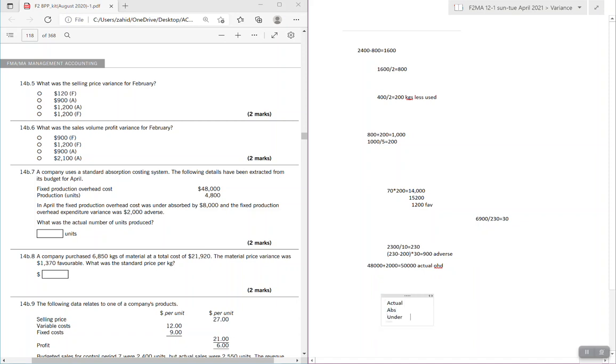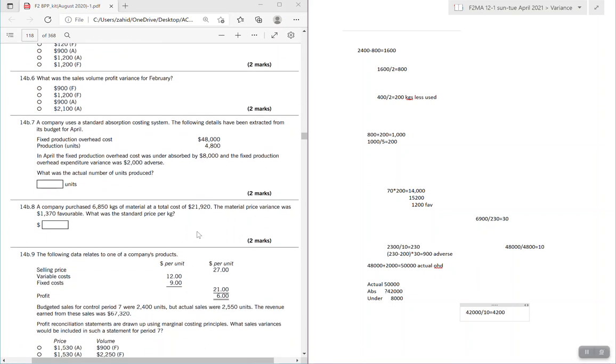In this case it is under absorbed 8,000. So if actual is 50,000 and under absorbed is 8,000, from this we can find absorbed is 42,000. We can find for how many units we have 42,000. If I take 42,000 divided by the standard rate, which is 48,000 budgeted overheads divided by budgeted activity, we have 10. So dividing by 10, we have 4,200 units actually produced.